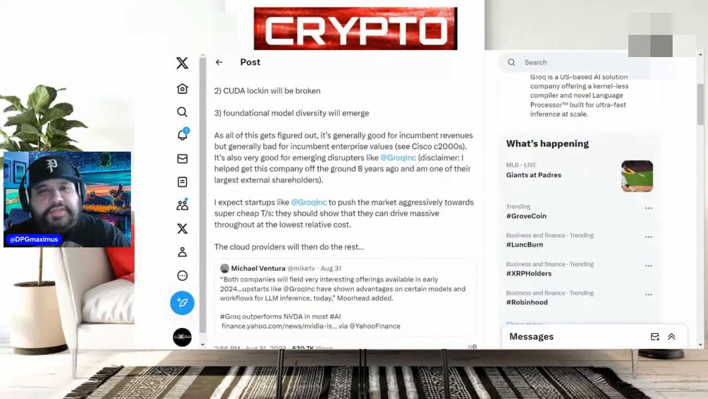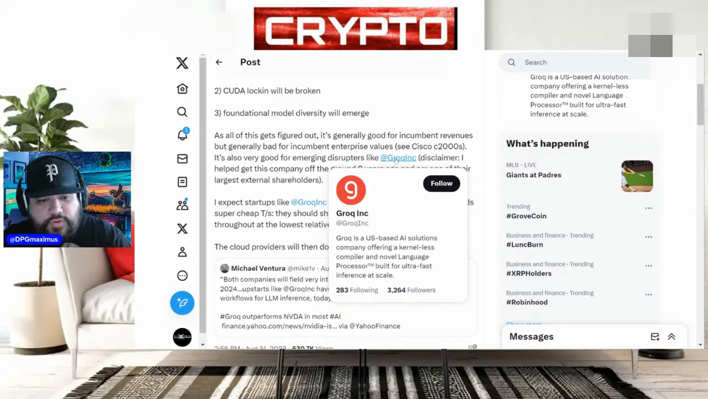If all gets basically sussed out, it's generally good for incumbent revenues, but generally bad for incumbent enterprise values, for example, like Cisco in the early 2000s. It's also very good for emerging disruptors like Grok Inc. Now, if you wonder who they are, a US-based AI solutions company offering a kernel-less compiler and novel language processor built for ultra-fast inference at scale.